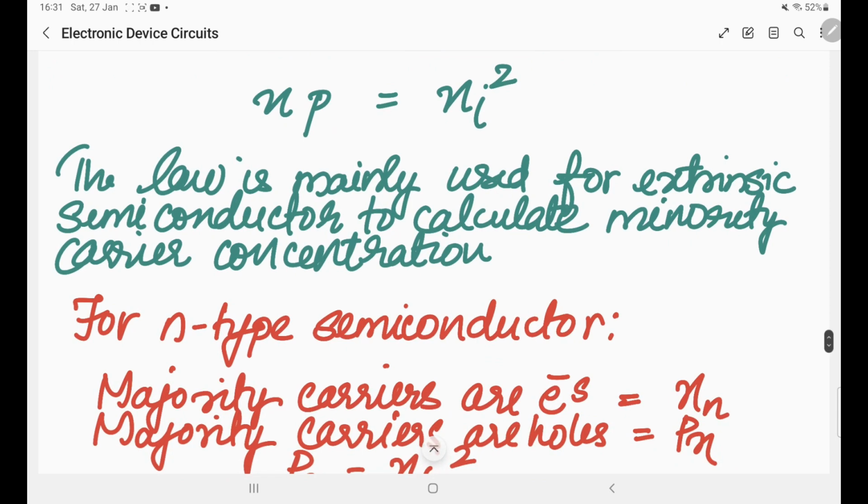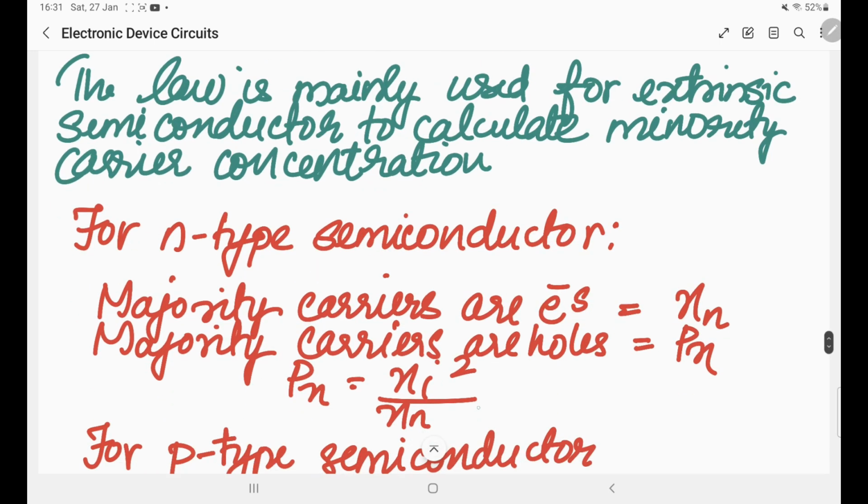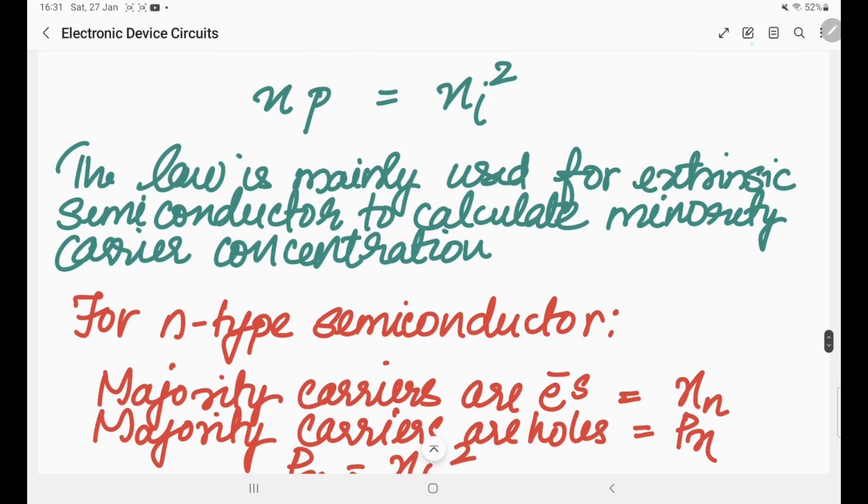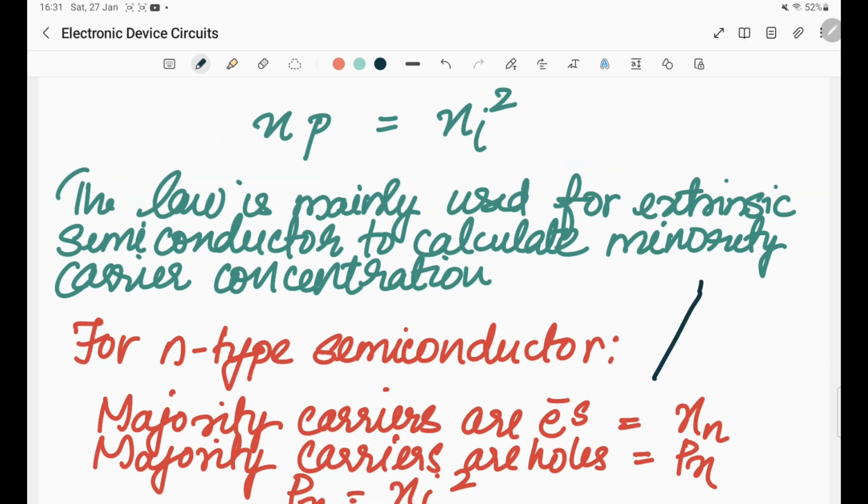So let's say for N-type semiconductors, the majority carriers are electrons, that is nn, and the minority carriers are holes, that is pn. pn you can find from ni square by nn. Actually, I made a mistake over here, so I'll just correct it. It's minority carrier.